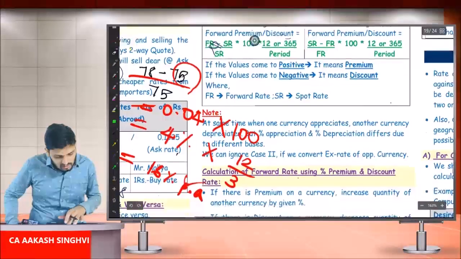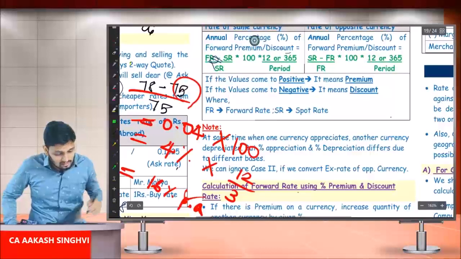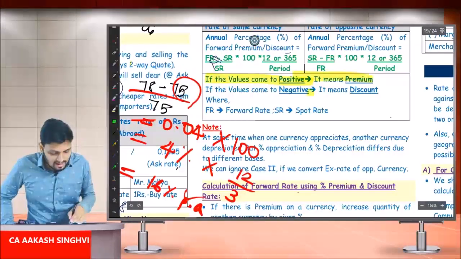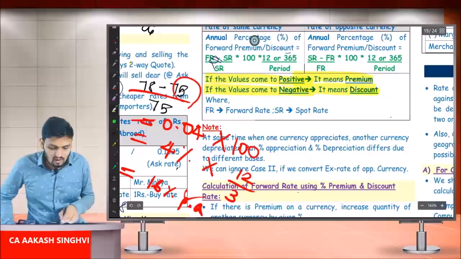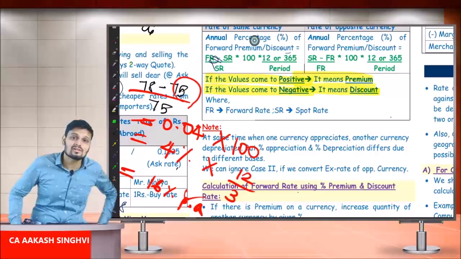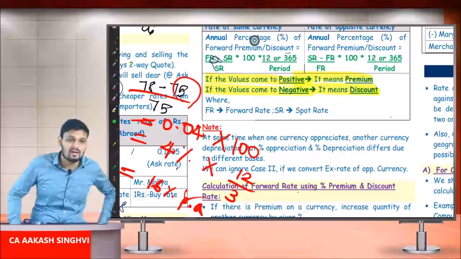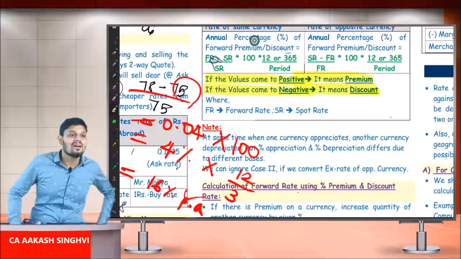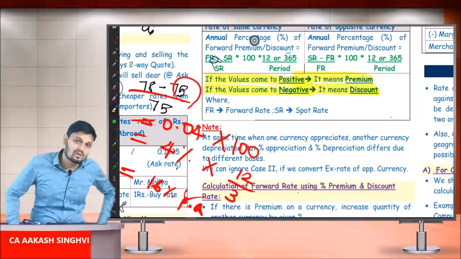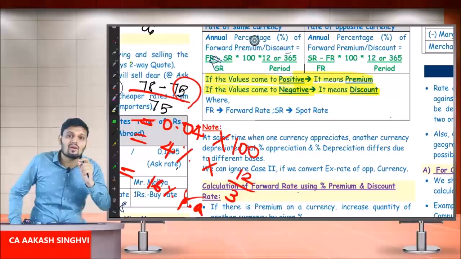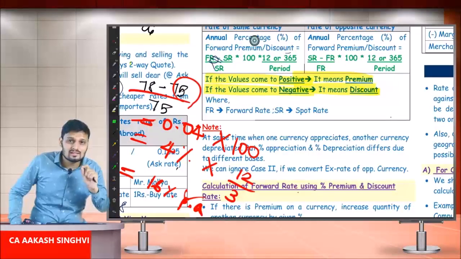Now let us go to the next concept. Okay, here this is also important guys. If the value comes to be positive, it means premium, and if the value comes to negative, it means discount, right? So if the answer is coming in negative, don't worry, because it is in discount, that is why it is coming in negative. And you also have to apply common sense, because seeing the question itself, you might figure out which currency is appreciating. Whichever currency is appreciating, it will always be in premium. Whichever currency is depreciating, it will always be in discount. As simple as that.